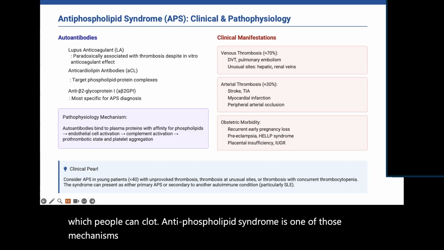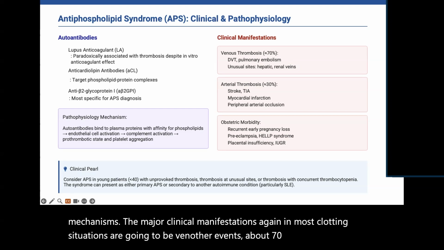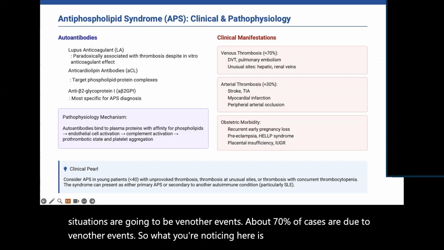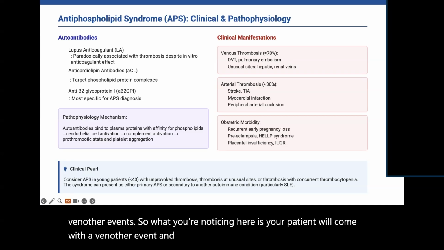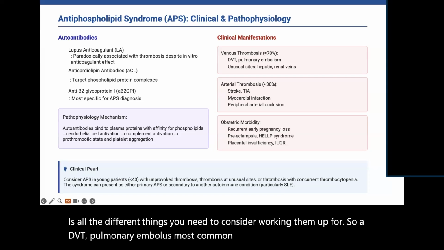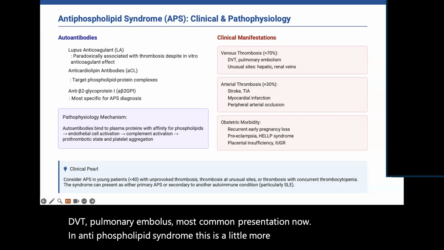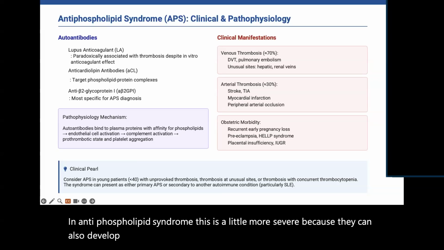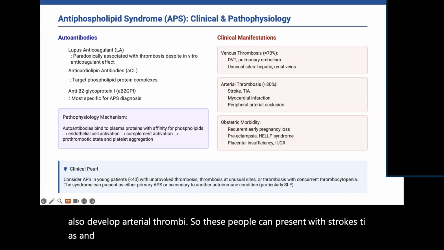The major clinical manifestations, again, in most clotting situations are going to be venothrombotic events. About 70% of cases are due to venothrombotic events. So your patient will come with a venothrombotic event, and what I presented you with is all the different things you need to consider working them up for. A DVT or pulmonary embolus is the most common presentation. Now, in antiphospholipid syndrome, this is a little more severe because they can also develop arterial thrombi. So these people can present with strokes, TIAs, myocardial infarctions and limb ischemia.